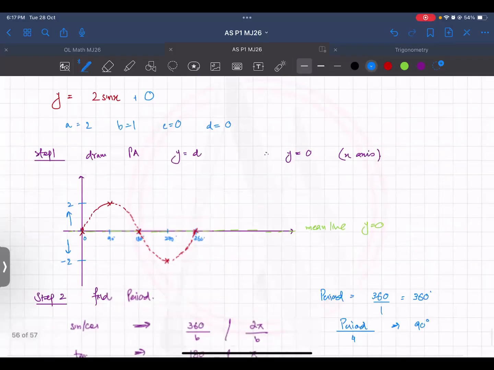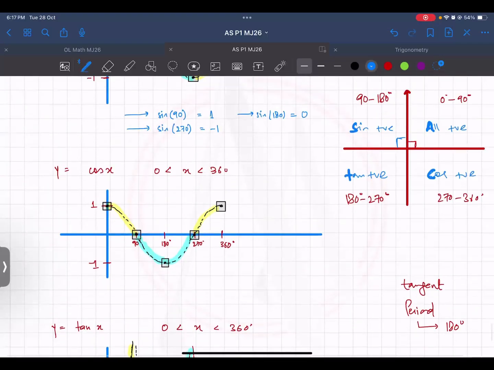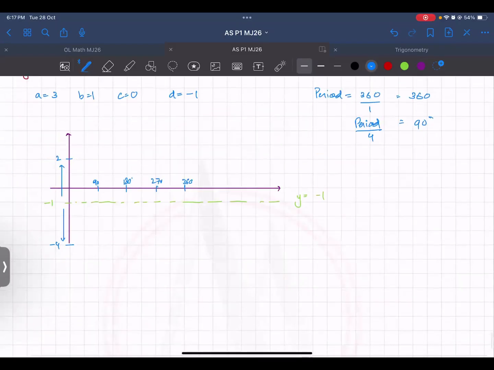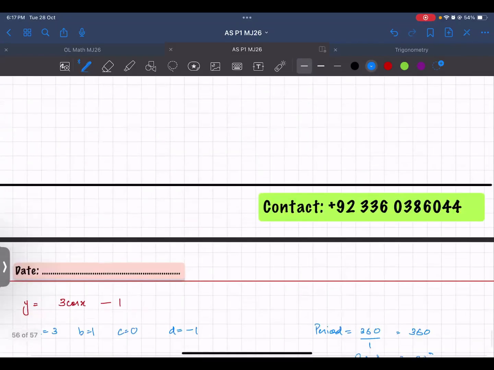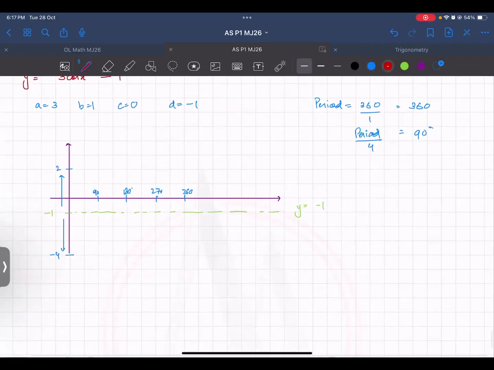The basic cos graph goes from maximum, 0, minimum, 0, maximum. The same thing you will do over here. It will start from maximum, which is this 2, then 0 at the mean line, then a minimum, then again 0 at the mean line, then again maximum at 360, and then you will join them with a smooth curve like this.